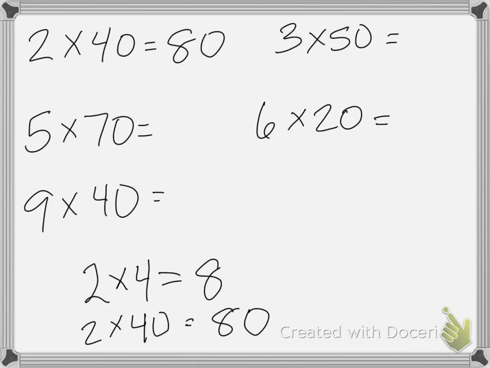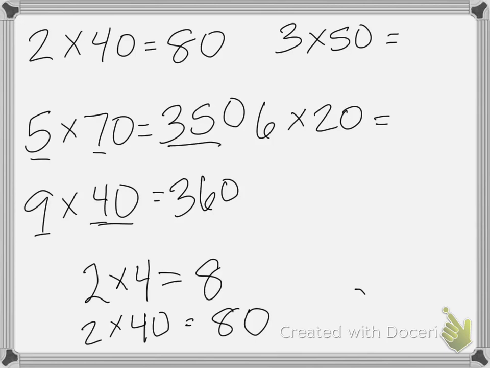Well, 5 times 70 is going to be 350, because 5 times 7 is 35. 9 times 40 is going to be 360 because 9 times 4 is 36. 3 times 50 is 150 because 3 times 5 is 15. And 6 times 20 is 120 because 6 times 2 is 12.